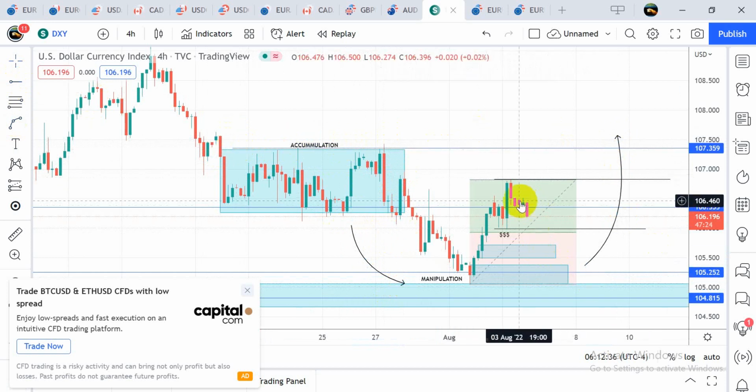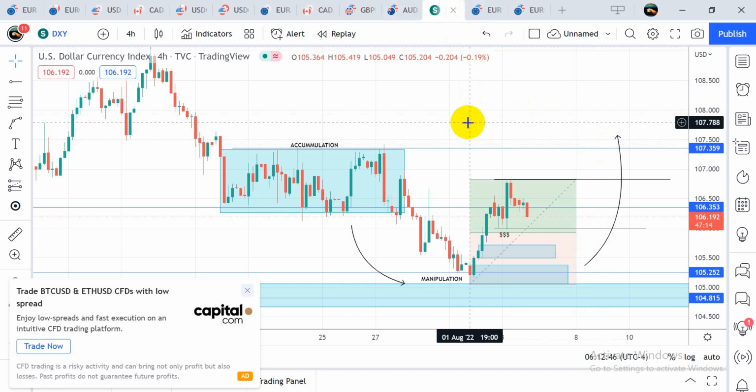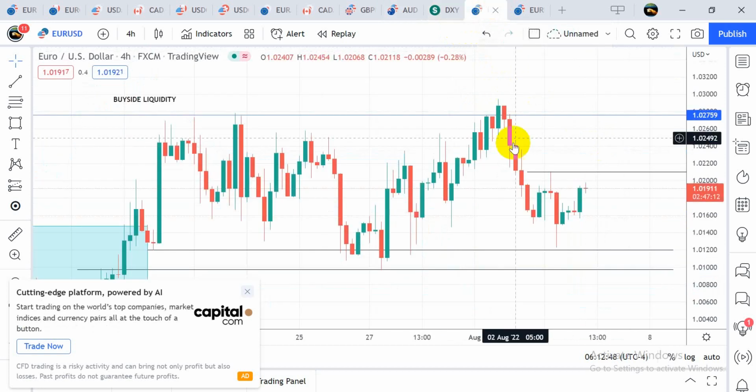So I expect price to give us discount prices, then we can buy into the high of the accumulation phase. That's that for dollar index. So still talking about Euro USD.